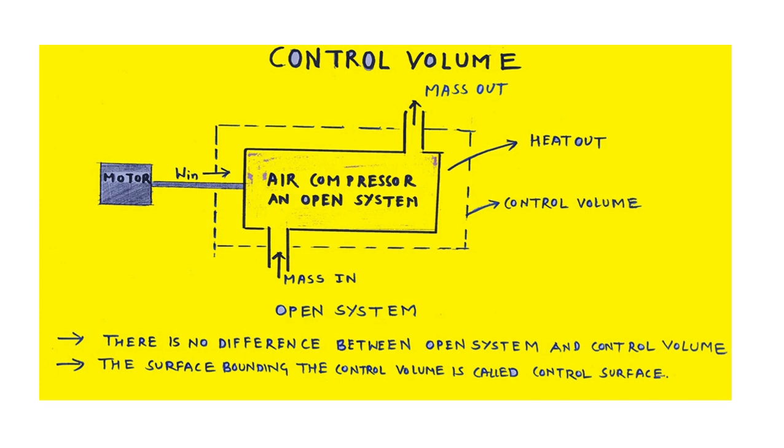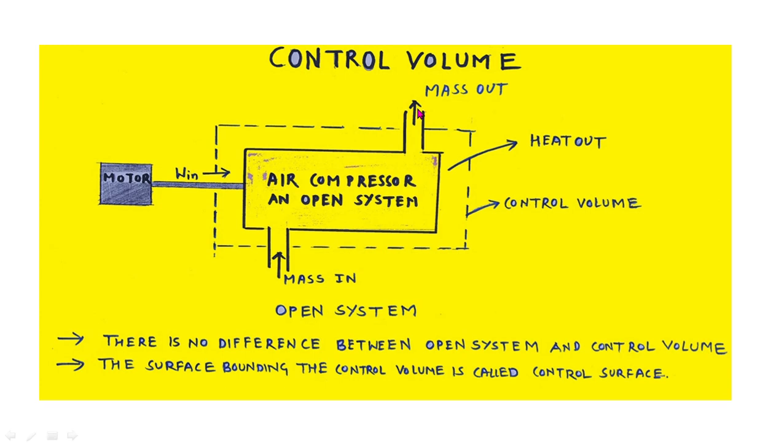Friends, for an open system, it becomes very difficult for us to differentiate between the system and surrounding because certain mass is entering the system and certain mass is leaving the system. For example, see this figure. It is an example of an open system. Here you can see certain mass is entering the system, see the cursor, and certain mass is leaving out of the system. So the mass is moving through the system.